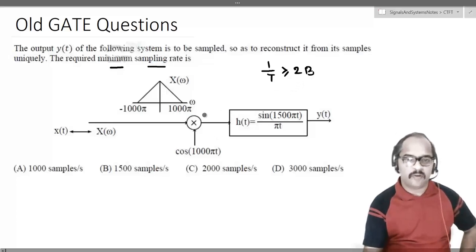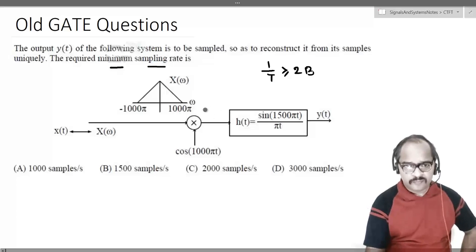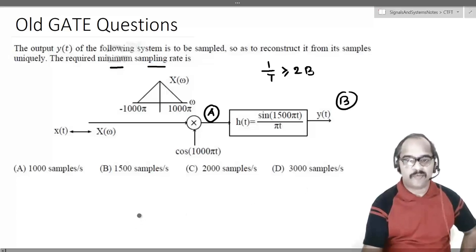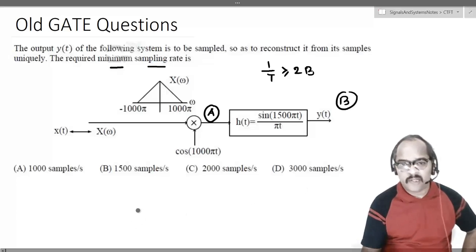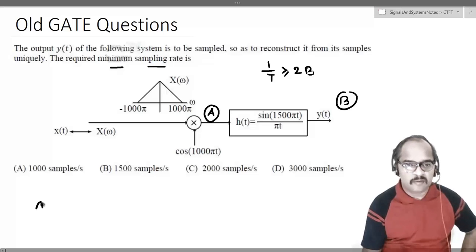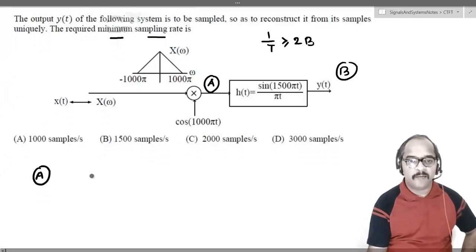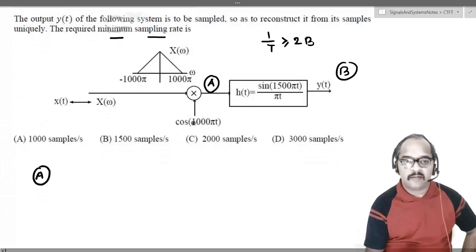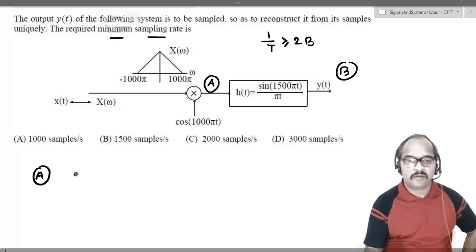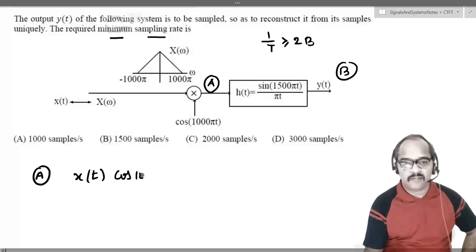Before we go into that, let us first try to plot the Fourier transforms at these locations, at A and at B. So what would be the Fourier transform at A? Let us write down the time domain equation at A. x of t is multiplied with cos 1000 pi t. So at A, we have x of t multiplied with cos 1000 pi t.